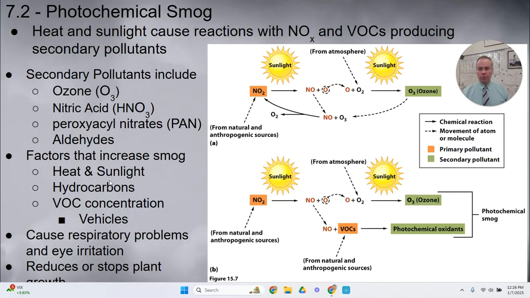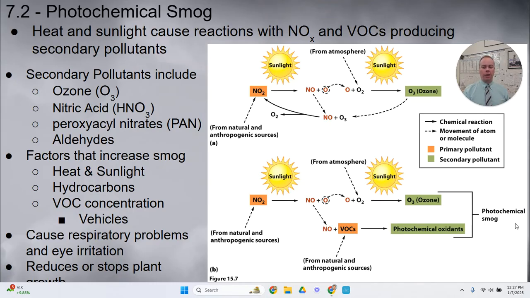The factors that increase the production of this photochemical smog are high levels of heat and sunlight, and then having these VOCs and hydrocarbons present. We typically see photochemical smog forming in areas where you have a lot of motor vehicle traffic, sunny areas during times of high temperature. Those are the conditions in which we can see the formation of this photochemical smog.